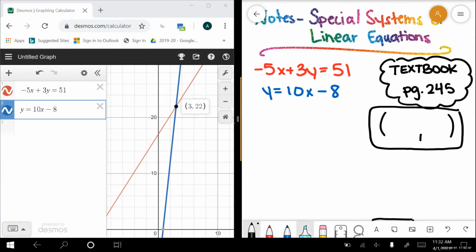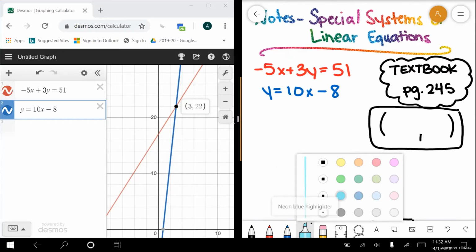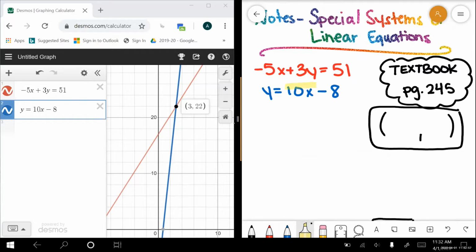Luckily for us, let me change this color to yellow, our y is already isolated in the blue equation. We've got y equals some value here. Since I've got y equals, we're already set up to substitute. In the last video, we saw what would happen if we didn't have a variable isolated. We'd have to do that first. But luckily for this problem, y is already alone. And so I can just plug in 10x minus 8 for the variable y of the red equation. So let's do that together.